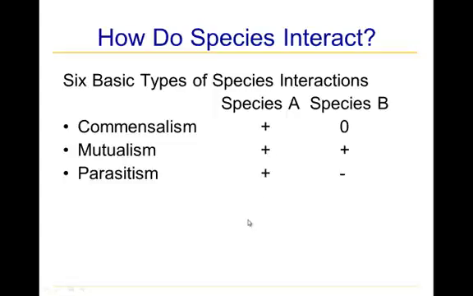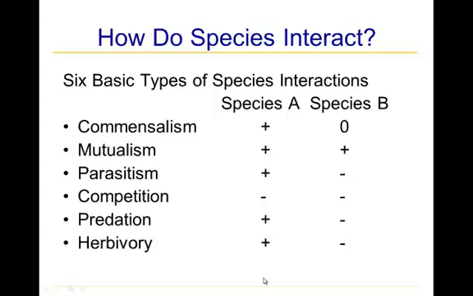A third interaction is parasitism. In parasitism, one individual, the parasite, benefits at the expense of the other, the host. A fourth interaction is competition. In competition, both species are harmed by the presence of the other. In predation, one species benefits, that is the predator, at the expense of the other, the prey, which is typically killed and eaten. The sixth and final interaction is called herbivory.